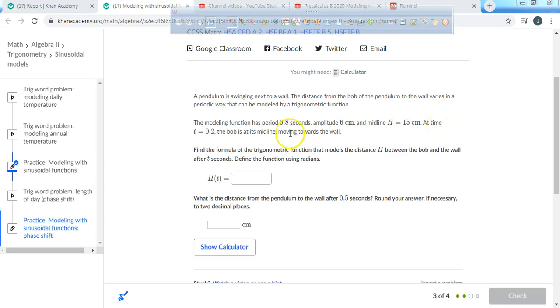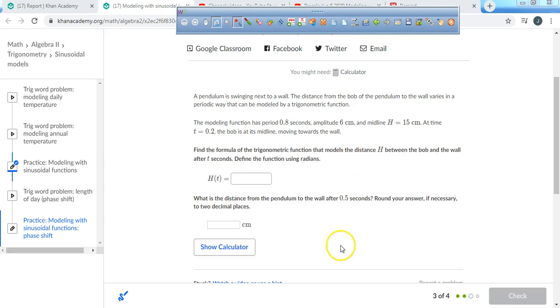At time t equals 0.2, the bob is at its midline, moving towards the wall. Find the formula of the trigonometric function that models the distance h between the bob and the wall after t seconds. Define the function using radians. Here we have h of t. And it also says, what is the distance from the pendulum to the wall after 0.5 seconds? Round your answer, if necessary, to 2 decimal places. All right, so get your journal out if you want to.